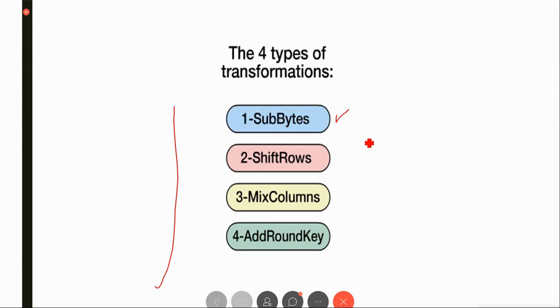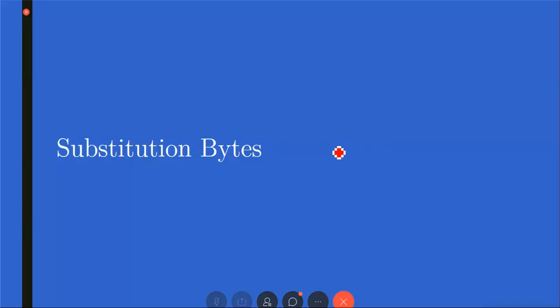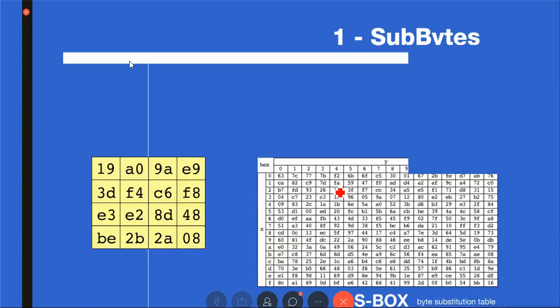SubBytes എന്ന് വെച്ചാൽ എന്താണ്? Right. So SubBytes is actually short form for substitution by bytes. Substitution by bytes ആണ് SubBytes എന്ന് പറയുന്നത്. Okay, so പേരിൽ നിന്നും തന്നെ നമുക്ക് മനസ്സിലാക്കാം it is a simple substitution process that happens.